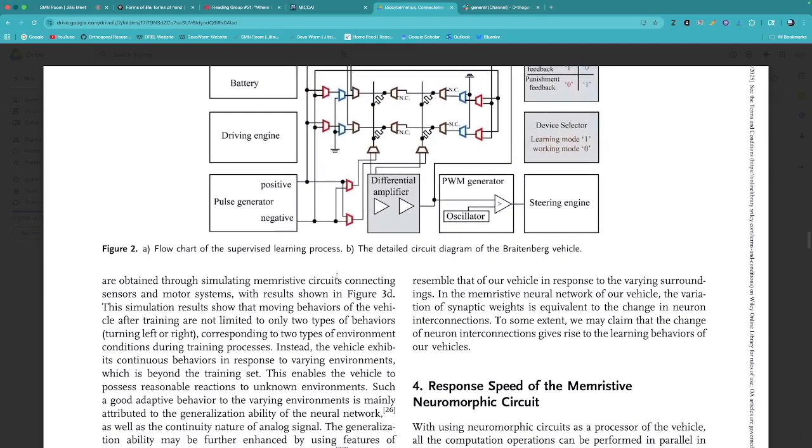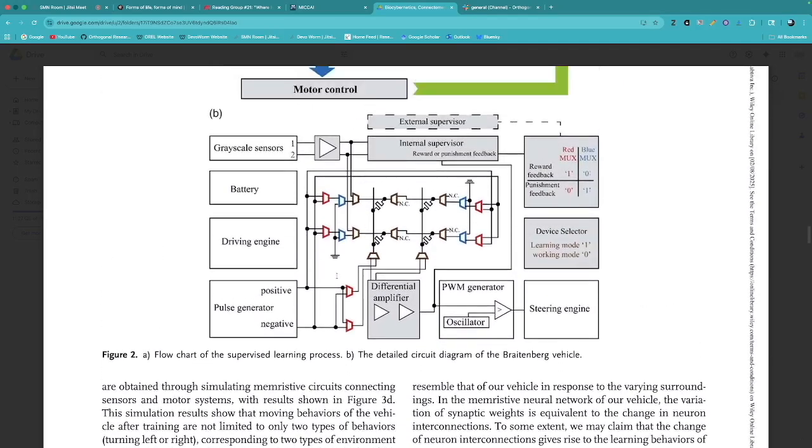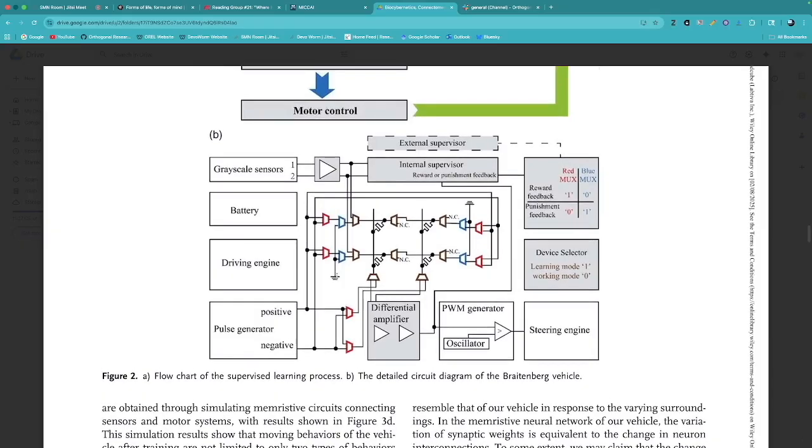Now figure 2B is the detailed circuit diagram of the Braitenberg vehicle. So this just describes this as a circuit. So we have 2 grayscale sensors. We have the battery, a driving engine, and the pulse generator. The grayscale sensor is mapped to this internal supervisor. So this is where you have a much more coarse-grained map that we can follow that basically gives the feedback signal. So it's either positive or negative. That's why we use this 2-bit grayscale sensor.